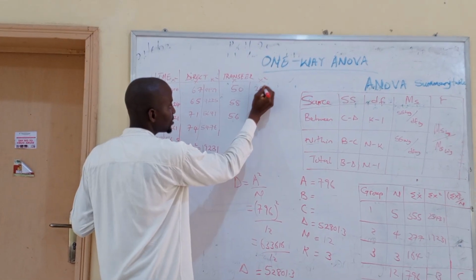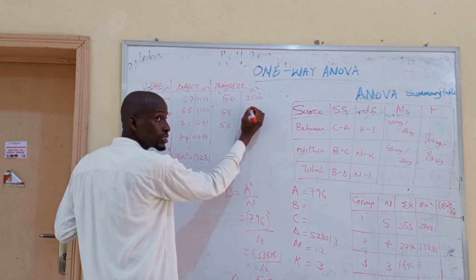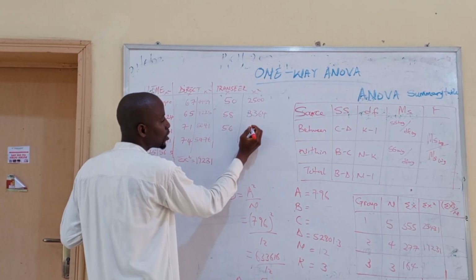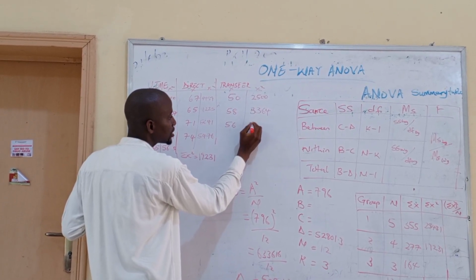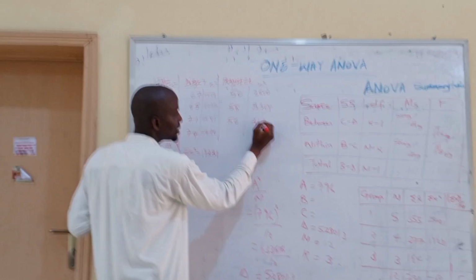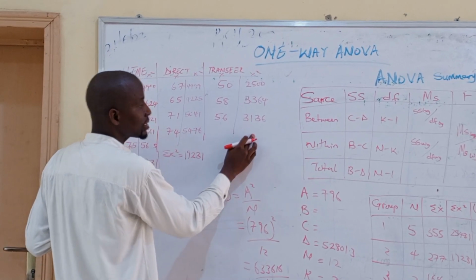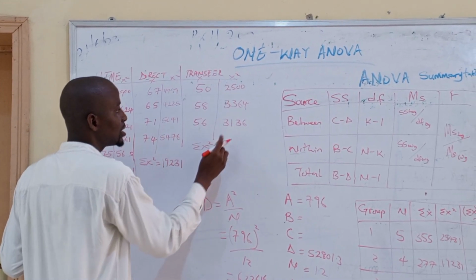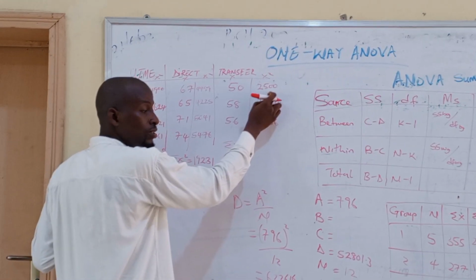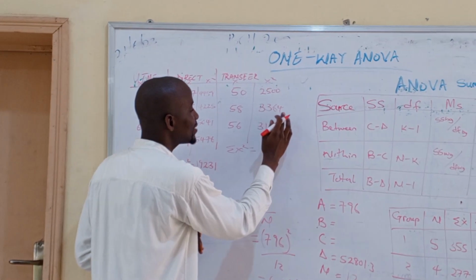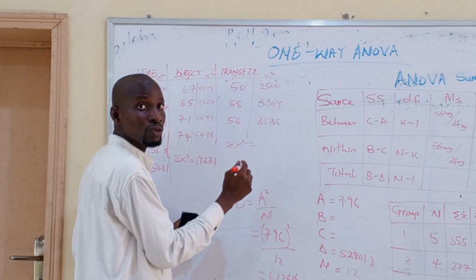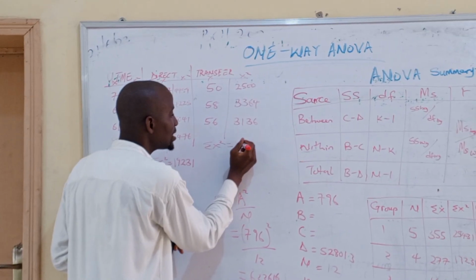50 square will be what? 2500. 58 square will be what? 3364. 56 square will be what? 3136. So the sum of all these will give us summation s square for group 3, and that will be 2500 plus 3364 plus 3136. That will give us what? 9000.